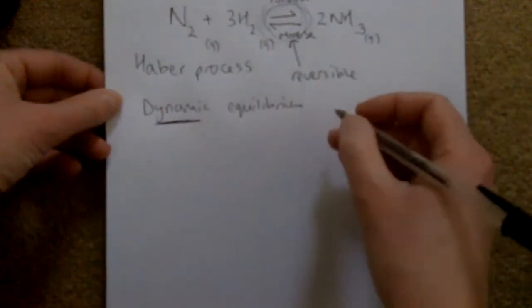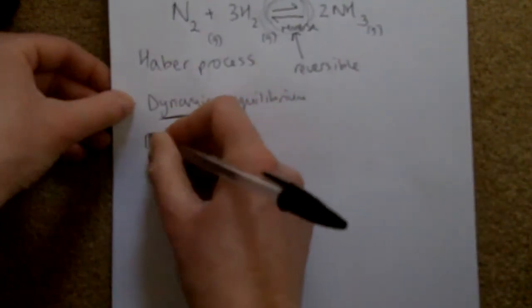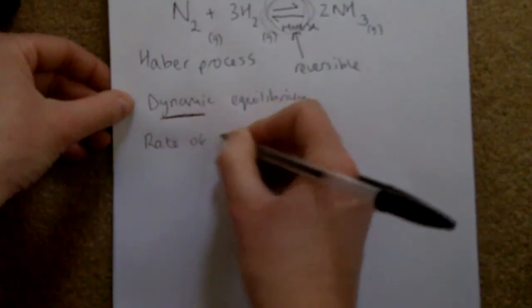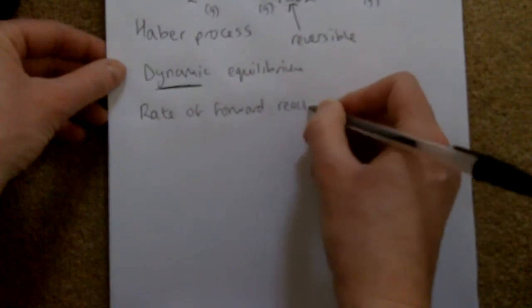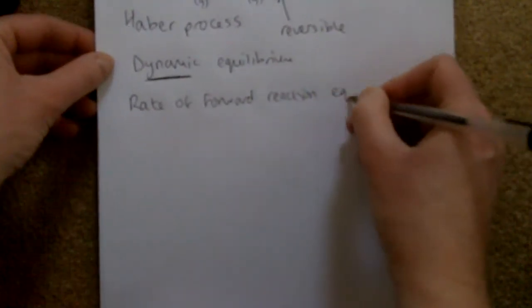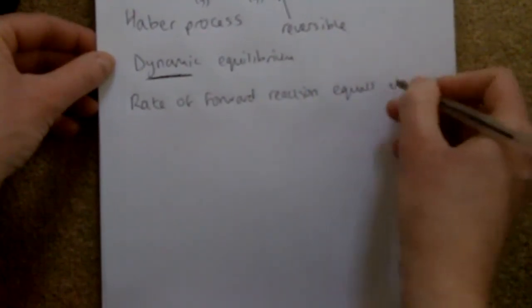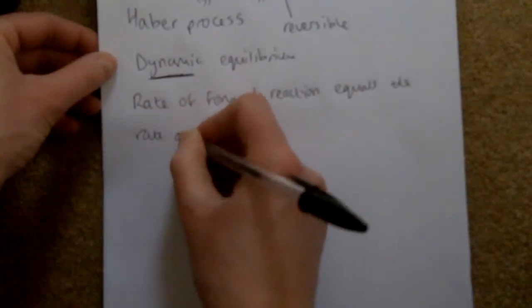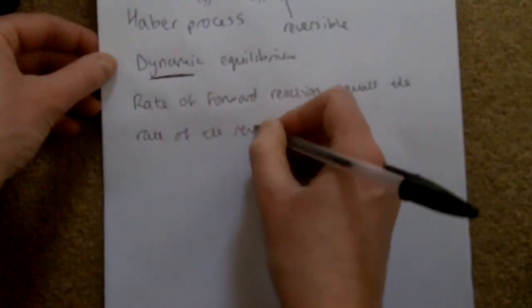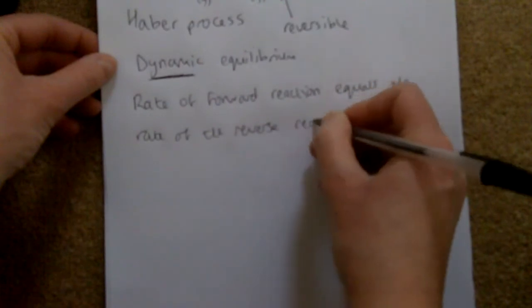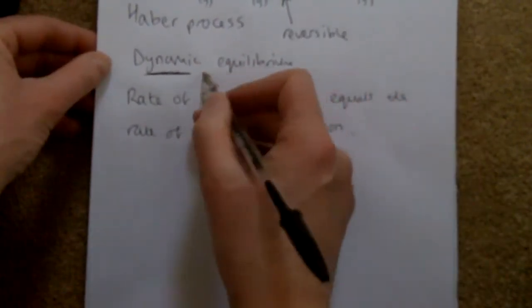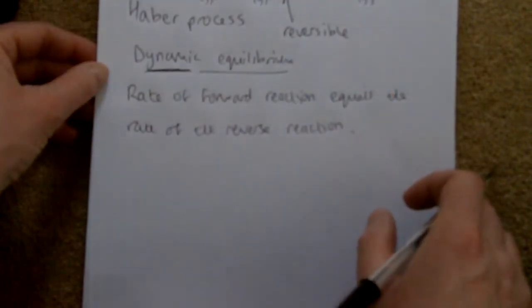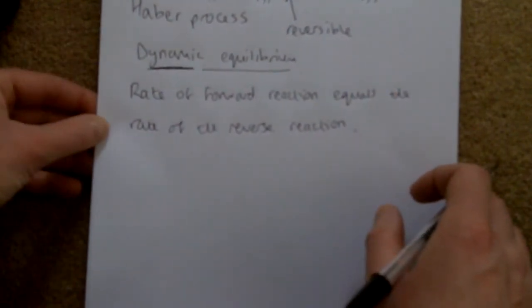And dynamic equilibrium is when the rate of the forward reaction equals the rate of the reverse reaction. Okay, and that's what dynamic equilibrium means. The rate of the forward reaction equals the rate of the reverse reaction.